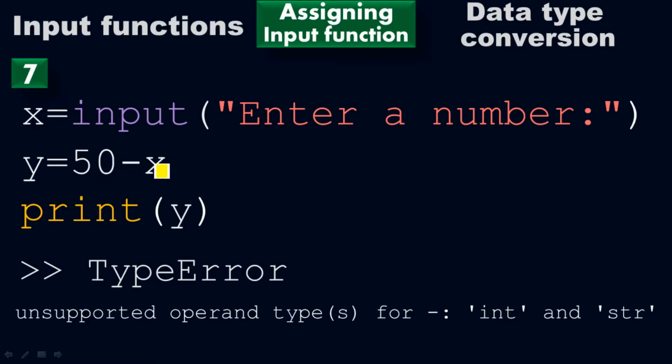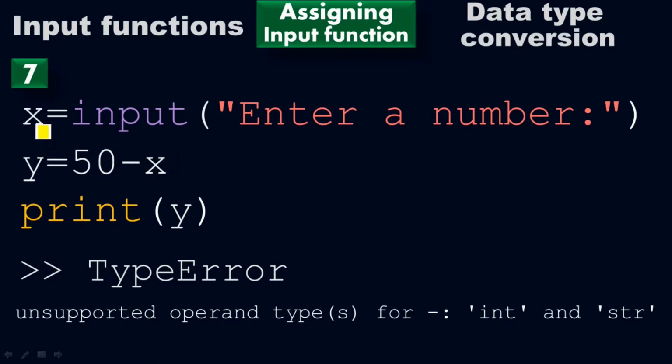Look, what is x? x is a variable, which is basically a string. This is the integer. So from an integer we cannot subtract a string. We need to first convert the string into an integer. There must be a data type conversion. A data type conversion is very much needed here. We need to convert the string into an integer first, and then we can subtract an integer from the integer.